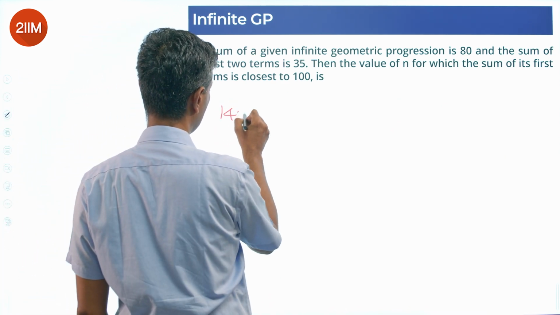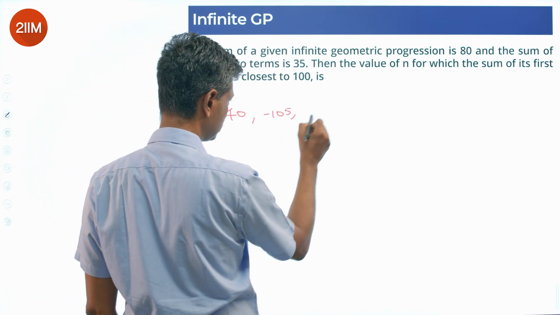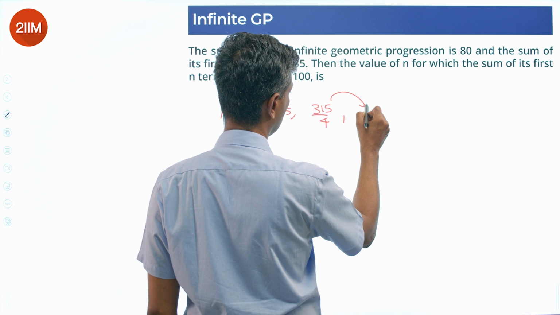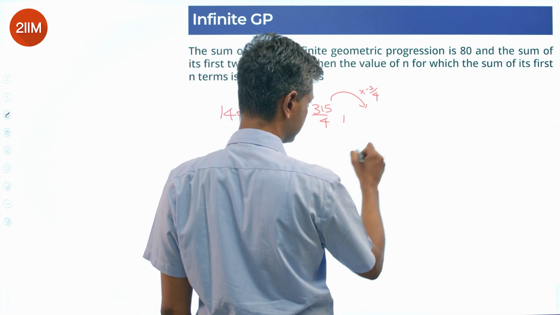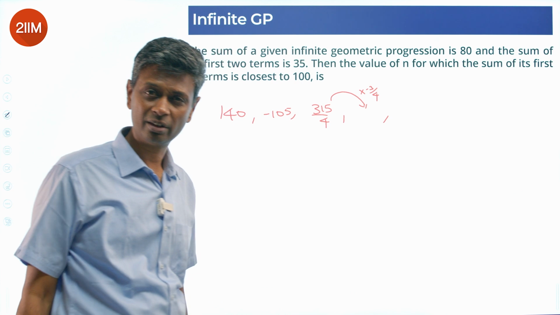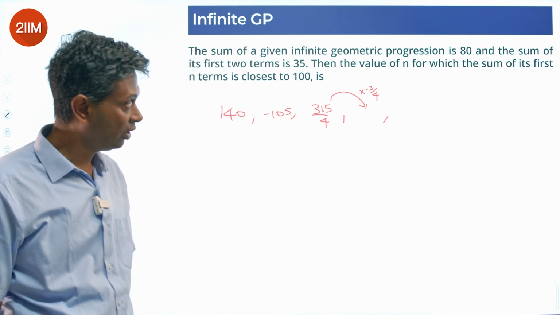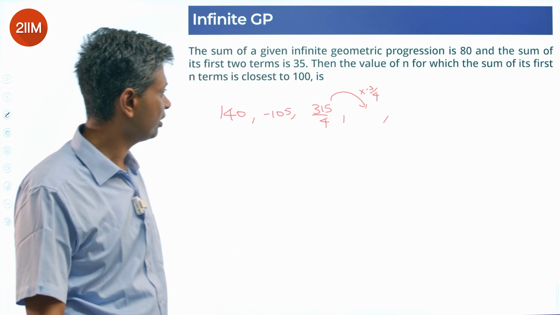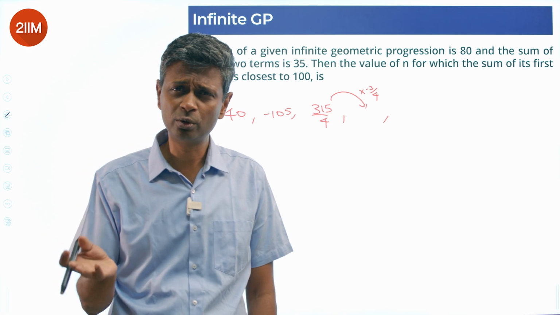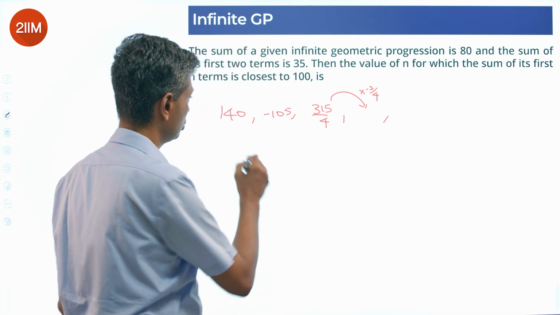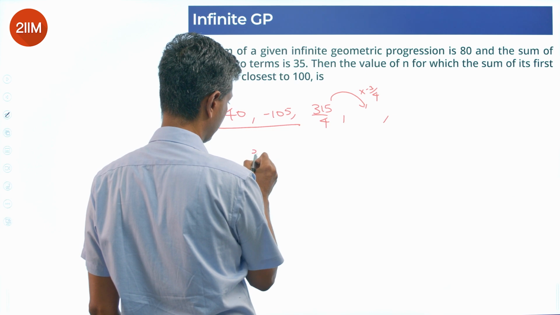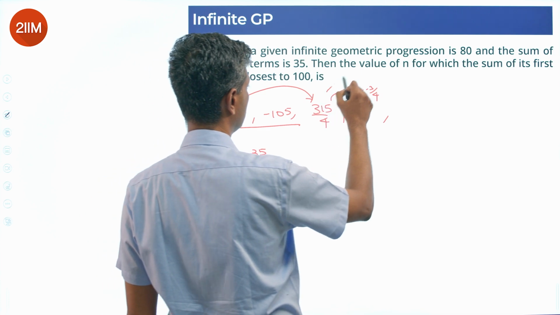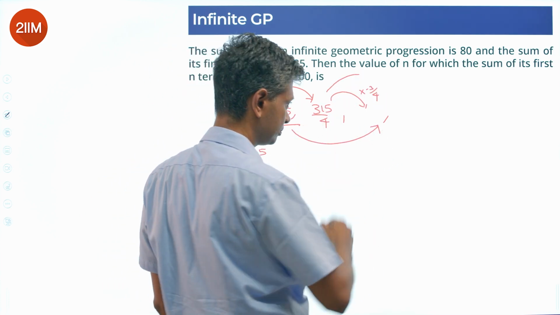So 140 minus 105, 315 by 4, this into minus 3 by 4, next term, and so on. So we need to know where we'll go closest to 100. Right? Let's find sum up to 5 terms, then we'll worry about sum up to 7 terms. These two add up to 35. This into 9 by 16 is this, this into 9 by 16 is this.